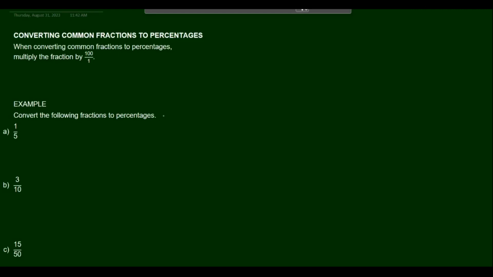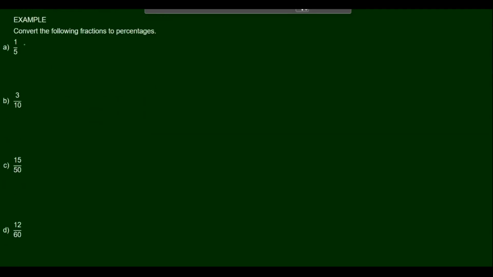In this video tutorial, we're going to learn how to convert common fractions to percentages. When converting common fractions to percentages, multiply your fraction by 100 over 1. Let's look at the examples. So 1 over 5 as a percentage. We say 1 over 5 times 100 over 1.